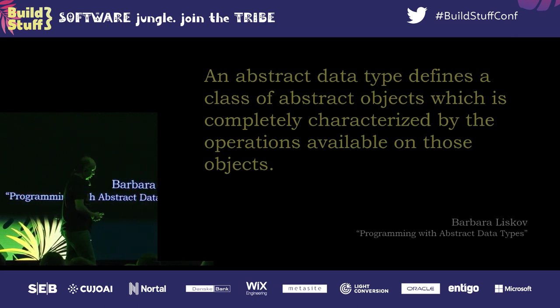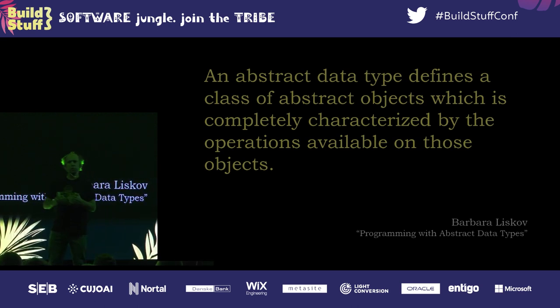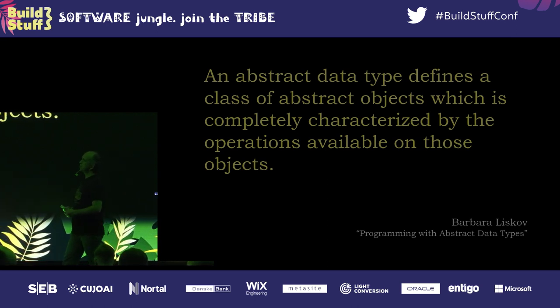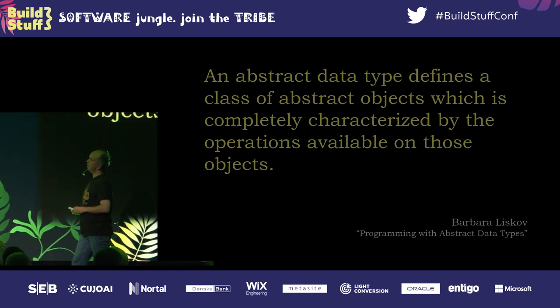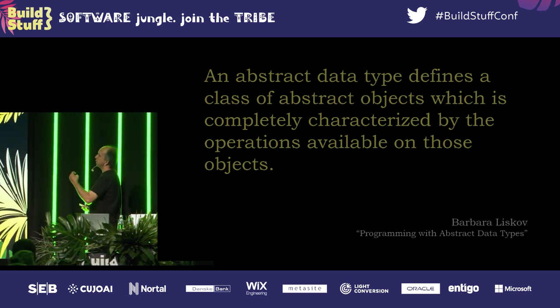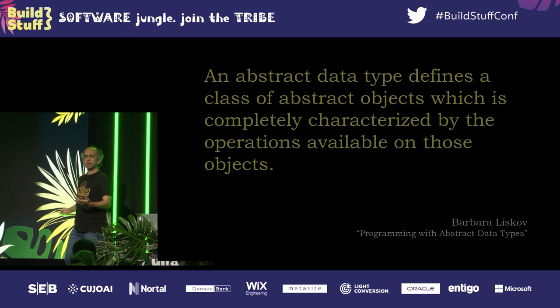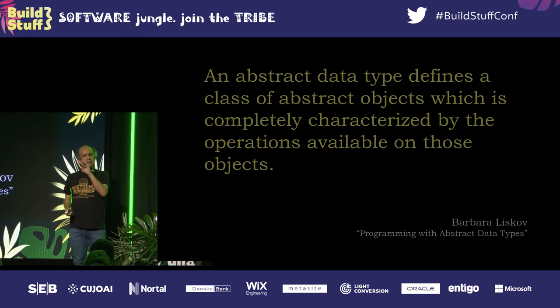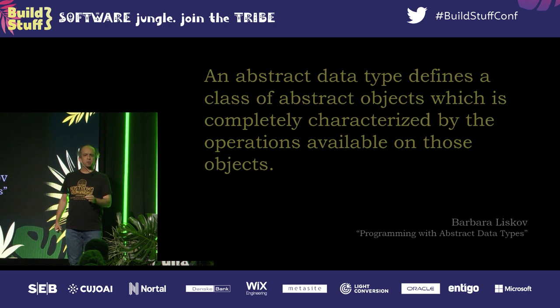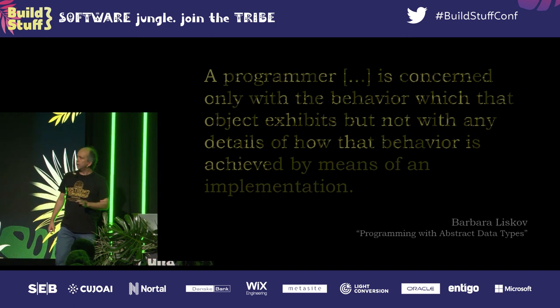And this paper in 1974 really talks about what do we mean. How do we reason in these things? What is the purpose of this stuff? An abstract data type defines a class of abstract data objects which is completely characterized by the operations available on those objects. Now, for a lot of people, they think, wait a minute, this is object orientation. Yeah, sort of. They overlap. But the fundamental idea is data abstraction. She's not talking about anything else here.